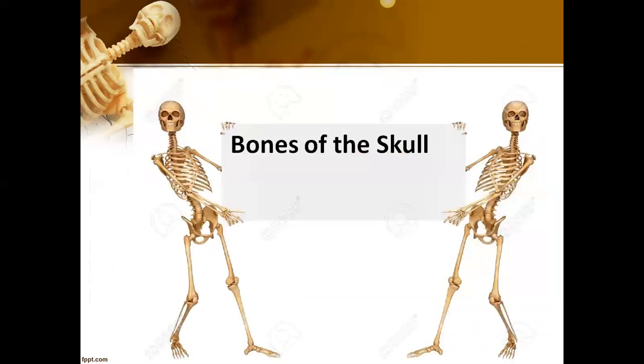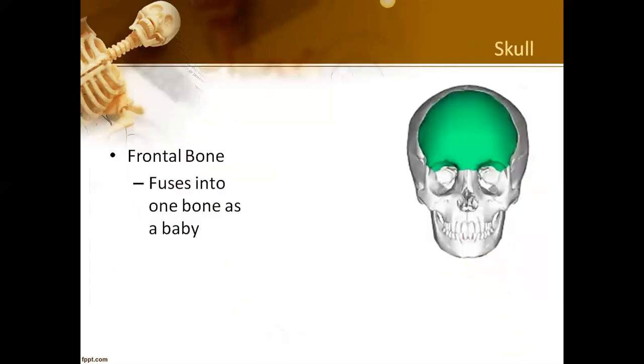Okay, let's look at the skull, and we're almost done. Here is the frontal bone. There's a number of bones that make up the skull, and remember, once you're past a certain age, all these bones are fused. But when you're a baby, they're not fused. You've heard of the soft spot at the top of a baby's head. Well, that's because the bones in the skull aren't fused yet.